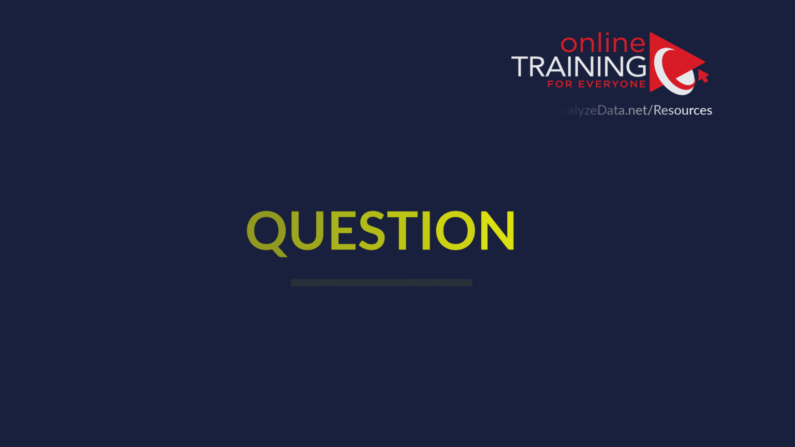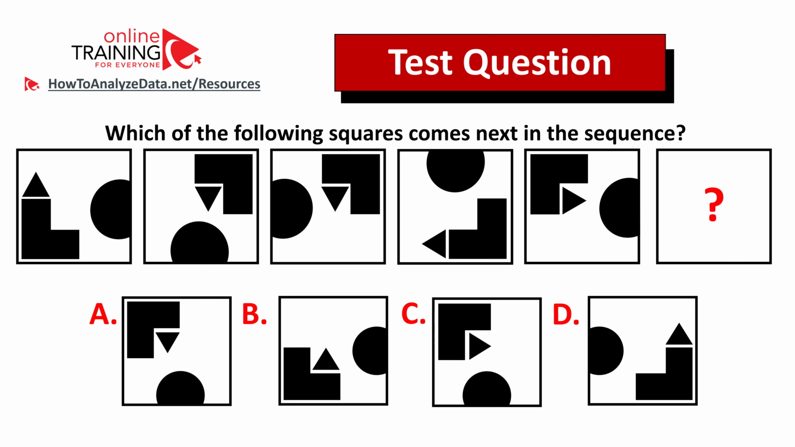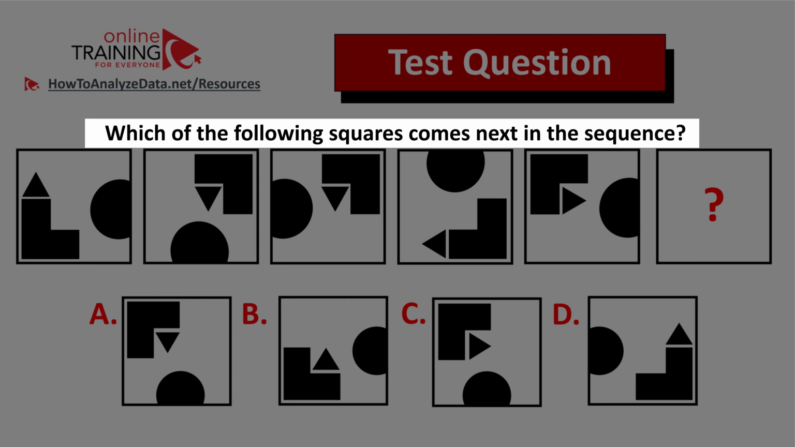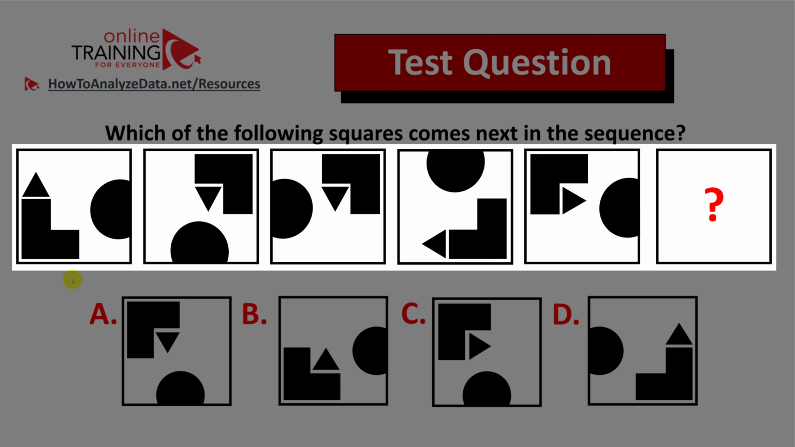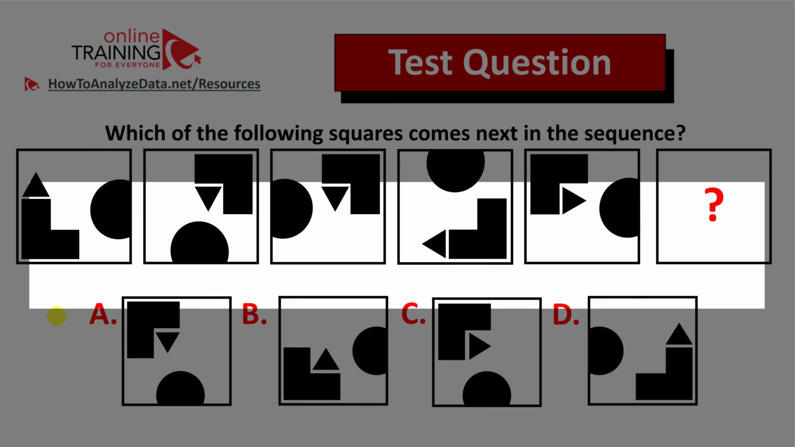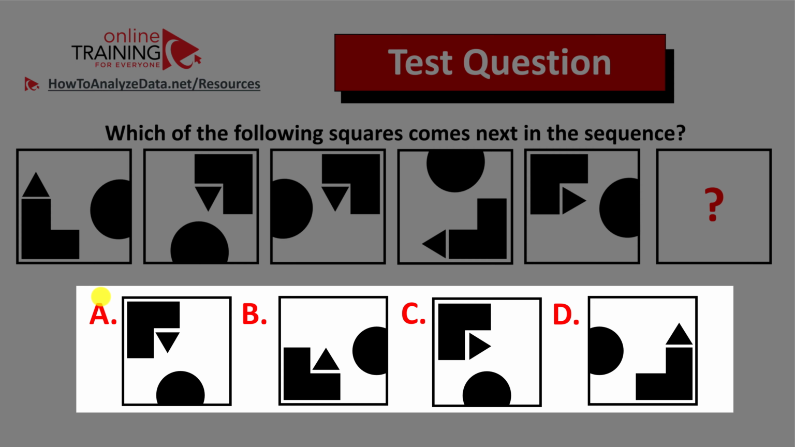Let me share with you a tricky question which tests your pattern recognition as well as analytical skills. Which of the following squares comes next in the sequence? And you're presented with the sequence of 5 squares, and the 5th square is missing. And you have 4 different choices to choose from: A, B, C, and D.